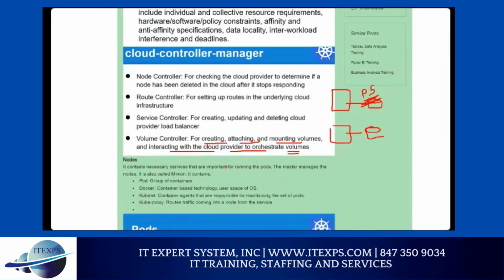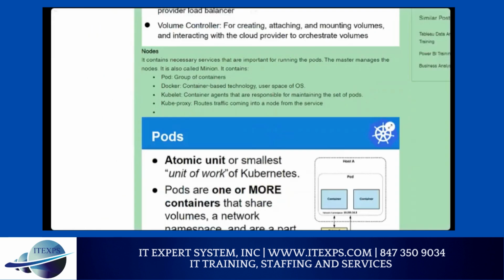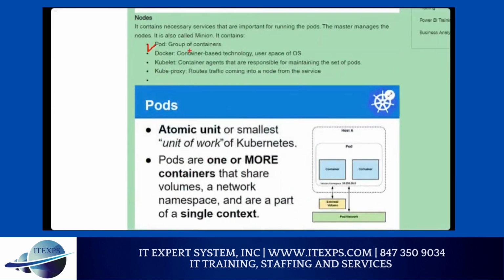This part we discuss in great detail. I'm hoping you're very clear. So a pod is a group of containers. It means one pod can have many containers, and one or multiple pods can be part of a machine. Docker is a container. Kubelet is the agent responsible for maintaining a set of pods. Kubelet and proxy route incoming request traffic to the particular node from this service. So this is the proxy. If you don't have a proxy, the request will not be routed.